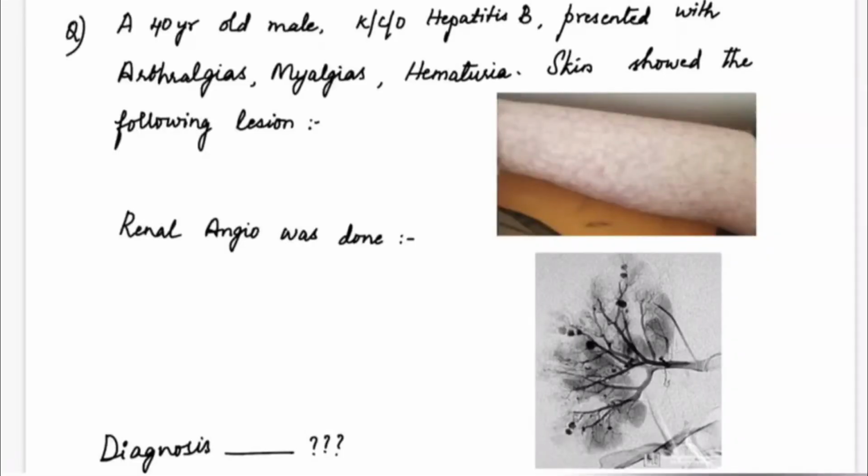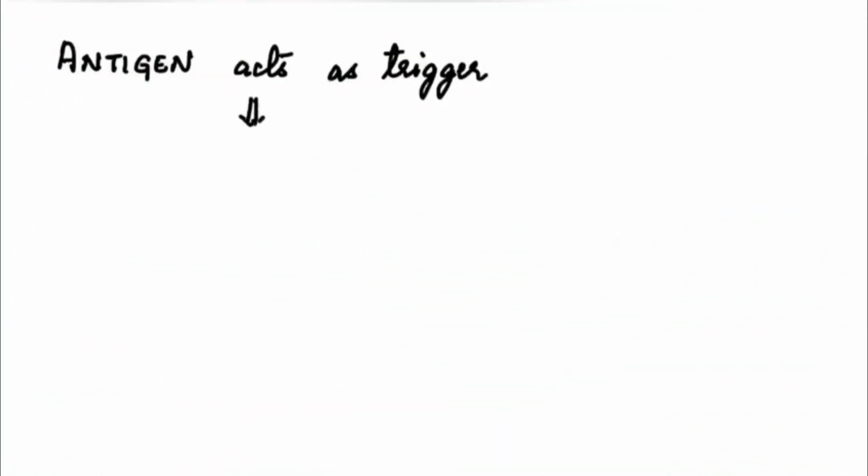Now we'll come back to the question. So you can see now a condition which is associated with hepatitis B, common in middle-aged men, and presenting with arthralgia, myalgia and hematuria. So again there is hematuria, and the renal angio is showing microaneurysms in the picture, and the skin is showing livedo reticularis, that is a lace-like pattern because of obstructed cutaneous blood vessels. So now the diagnosis here is polyarteritis nodosa.